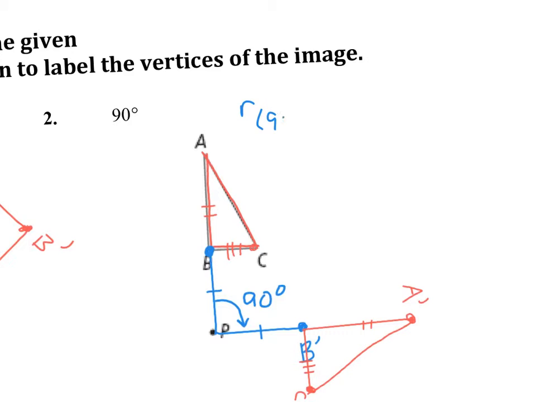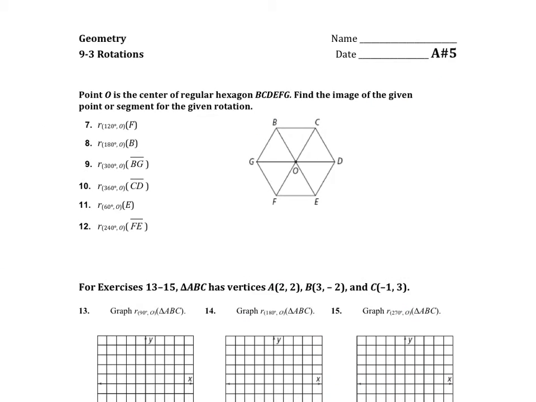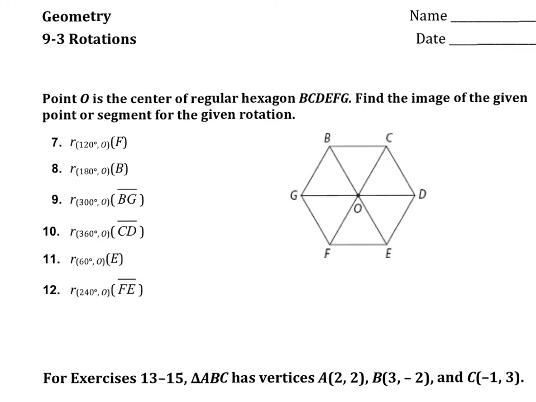Rotate 90 degrees about the point P, and the pre-image that I'm rotating is ABC. Two more things we want to look at. Number 1 is, can you visualize and figure out what's happening, as we follow the information here.